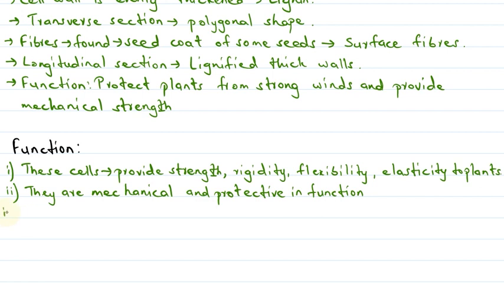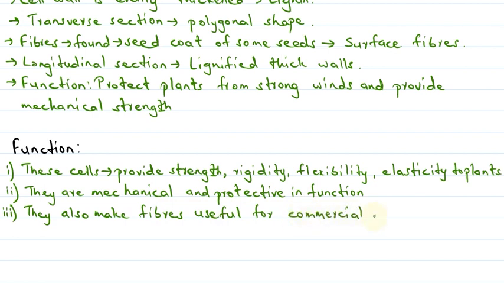Then the sclerenchyma cells also make fibers useful for various commercial purposes, like in making of gunny bags, ropes, etc. Okay, so these are some of the major functions that are performed by the sclerenchyma cells.